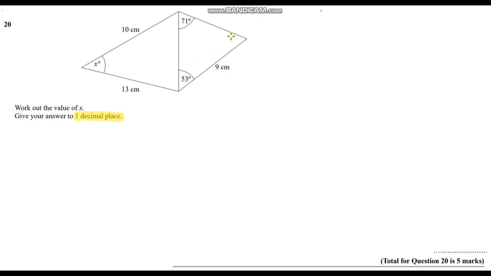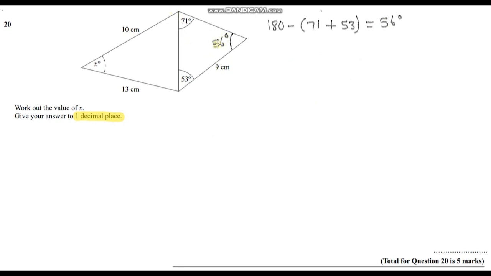Now straight away I can work out what this angle is. So this angle is going to be 180 degrees minus 71 plus 53. As we know, angles in a triangle add up to 180. So 180 minus 71 minus 53, we get 56 degrees. So this angle is 56 degrees.